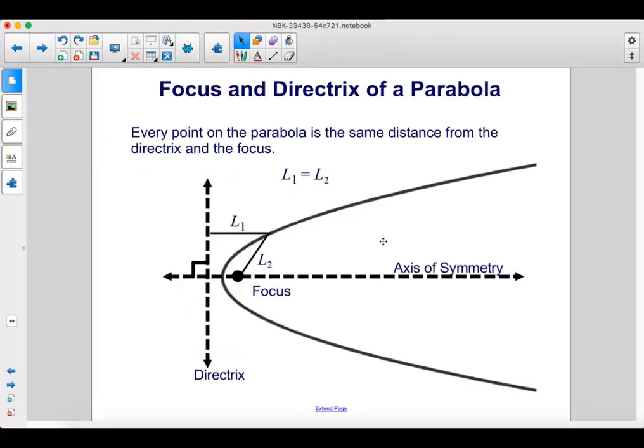Every point on the parabola is the same distance from the directrix and the focus. L1 equals L2, so this distance here to this point on the parabola is the same as this distance here.